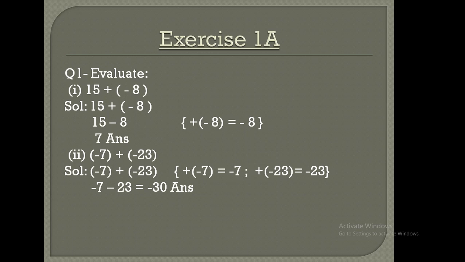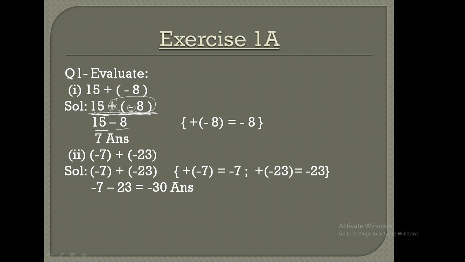Now we will start the exercise. The first question says evaluate 15 plus minus 8. We have to solve. First of all we have to understand that minus 8 is in bracket. First we will open this bracket. When we open this bracket, outside of the bracket a plus sign is there, and inside the bracket is a minus sign. After opening this bracket, the sign will be changed. We can write 15 minus 8.